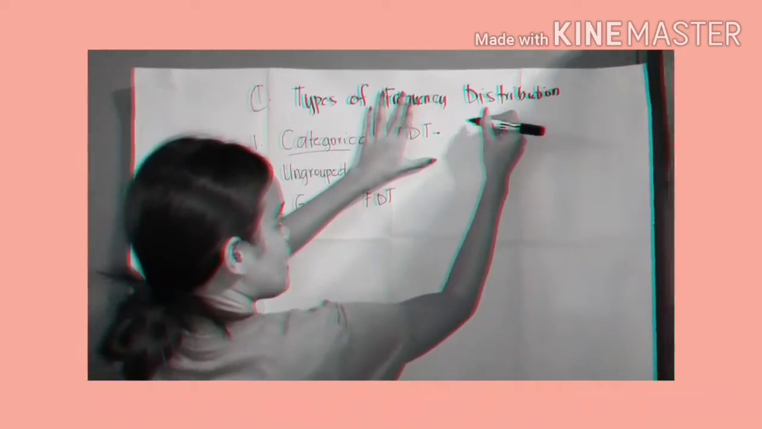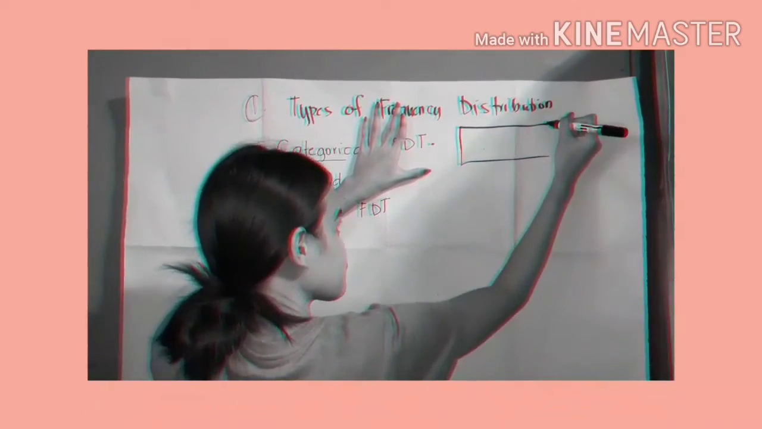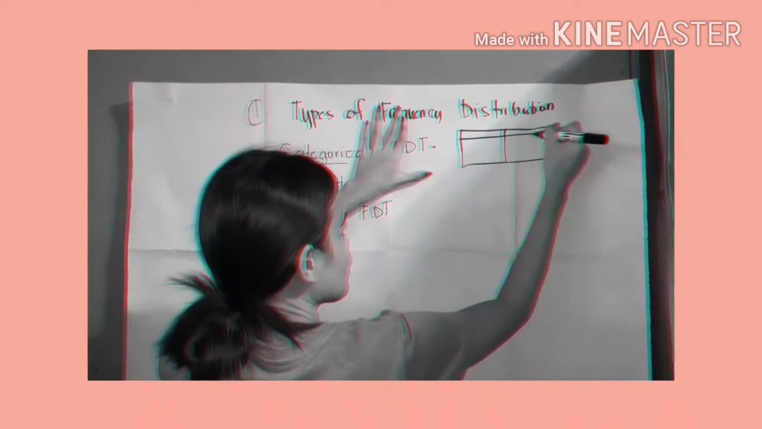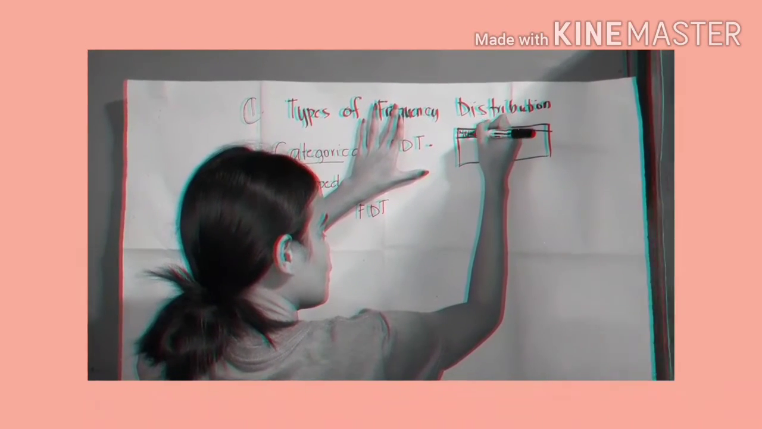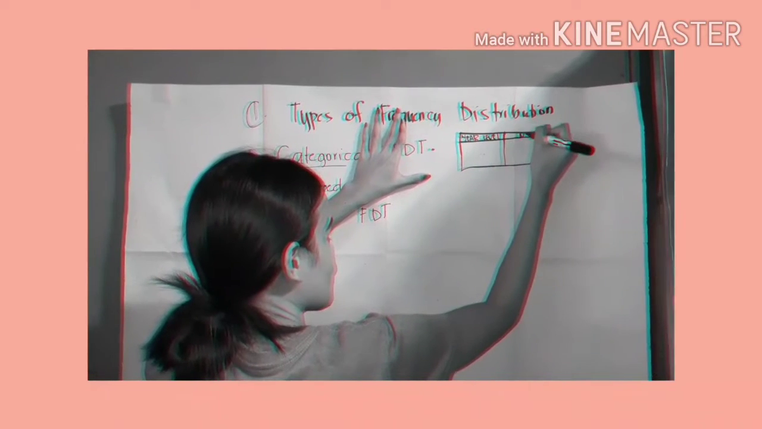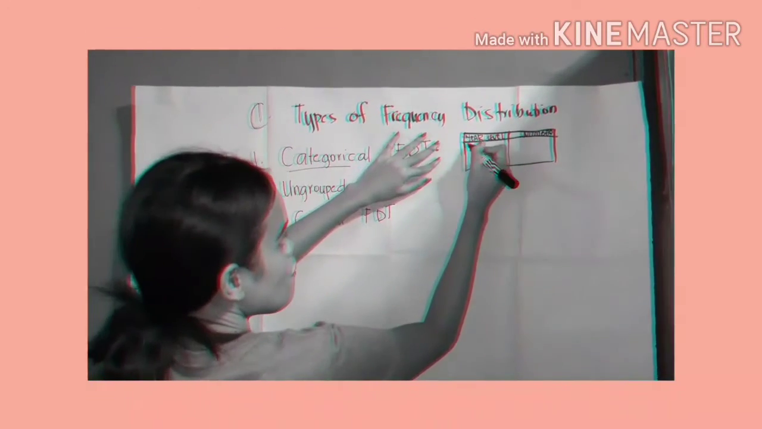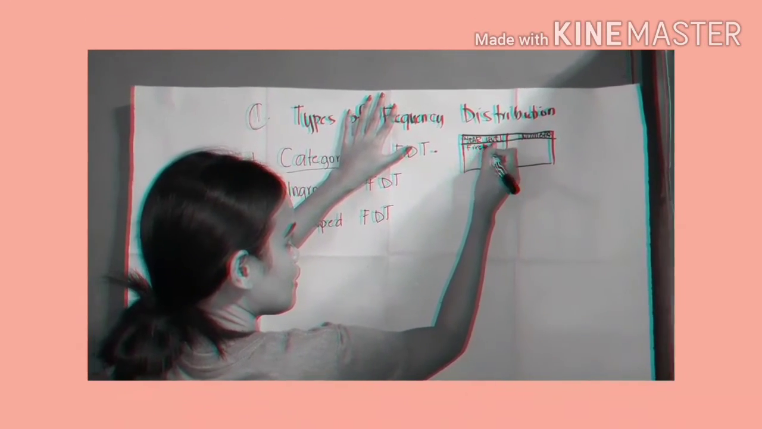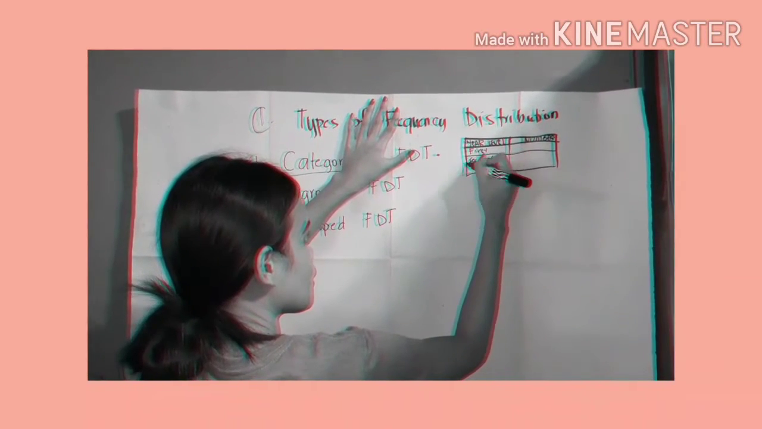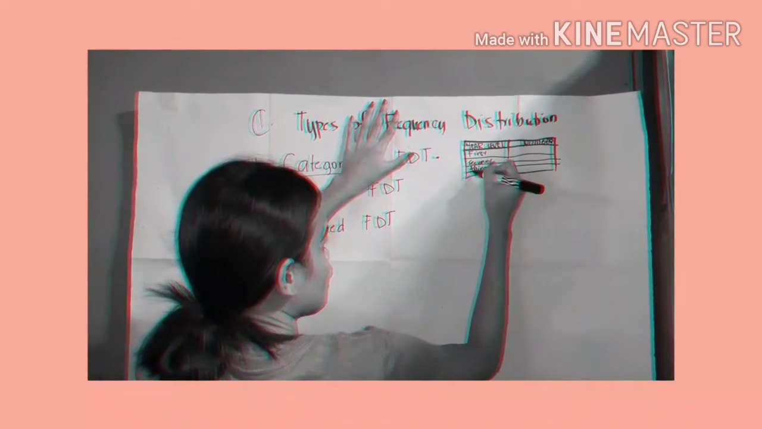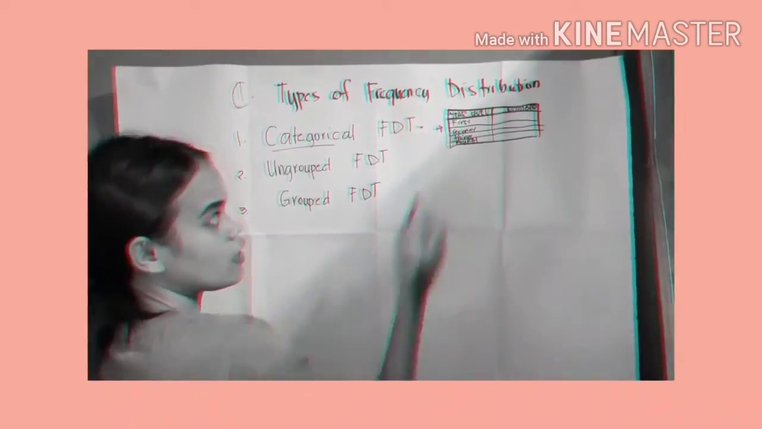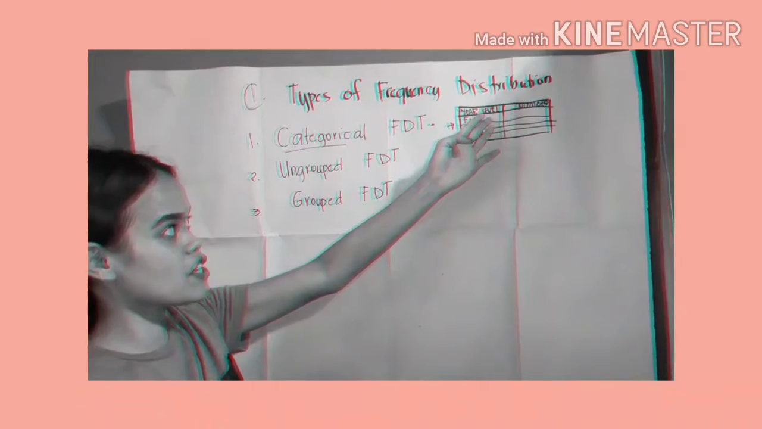So for example, ang table is kung ani siya. So palitan, categorical man siya, so year level. Yun yung number. So since categorical man siya, first, gonna put your first year, second year, third year, and fourth year. So in the categorical FDT, your table looks like this because it's categorical. So for example, your table is the year level, so first year, second year, third, fourth year.